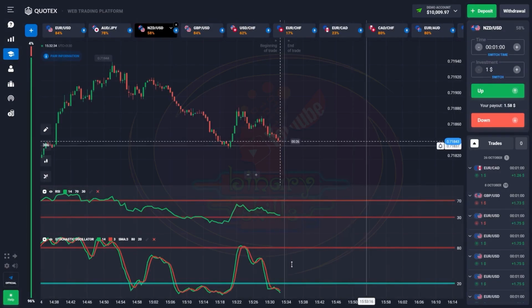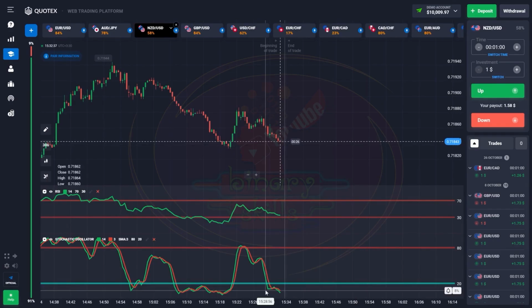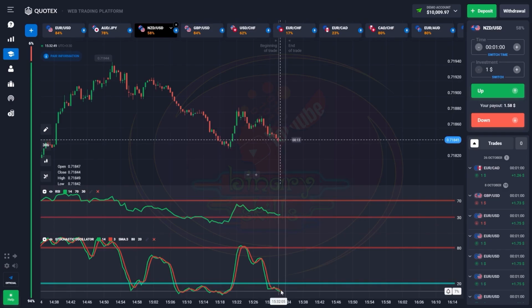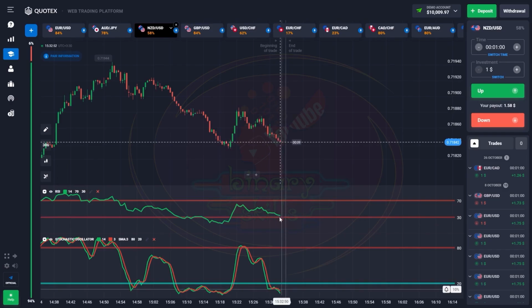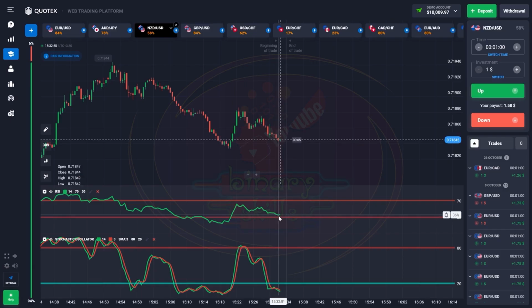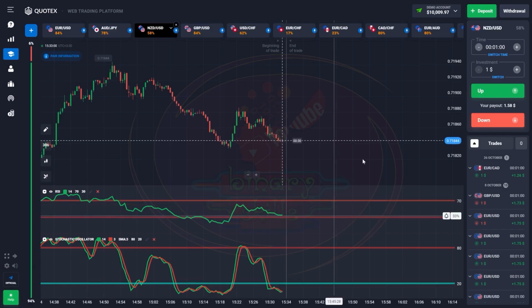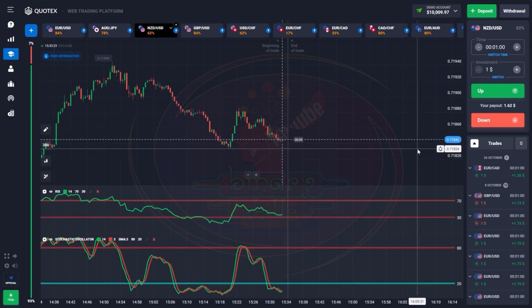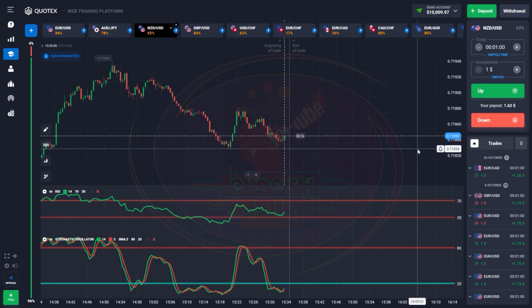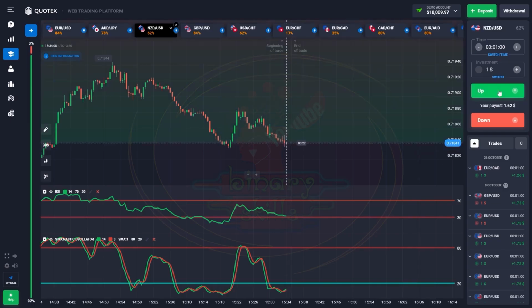Here we can see that both lines of the stochastic are in the oversold zone and the RSI is approaching the 30 line. If the green line of the stochastic starts moving upward and crosses the red line, and the RSI at least touches or moves past the 30 line, that's when we enter a 1 minute upward trade. Alright, this has happened here, and with the start of the next candle, I'm opening the trade.